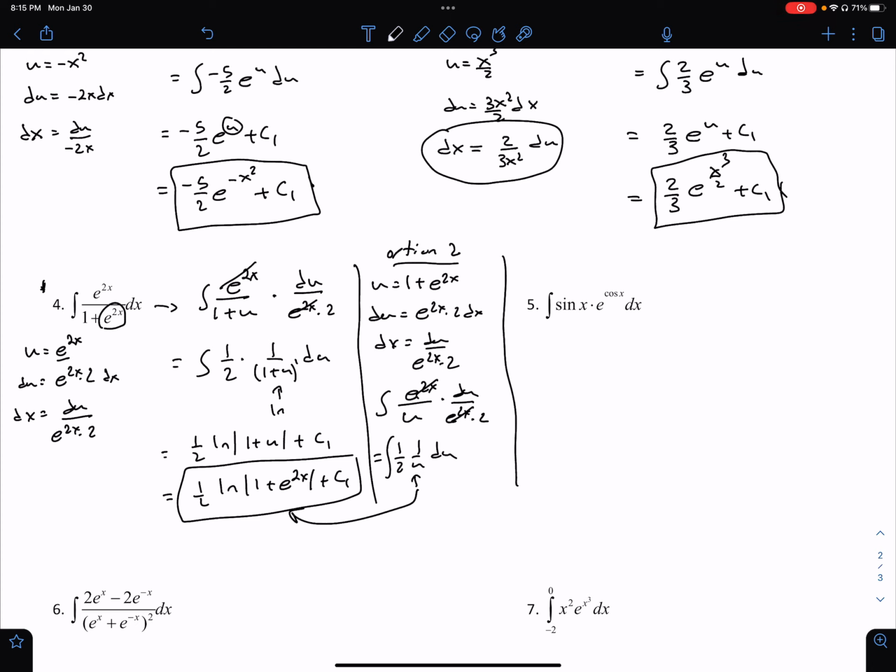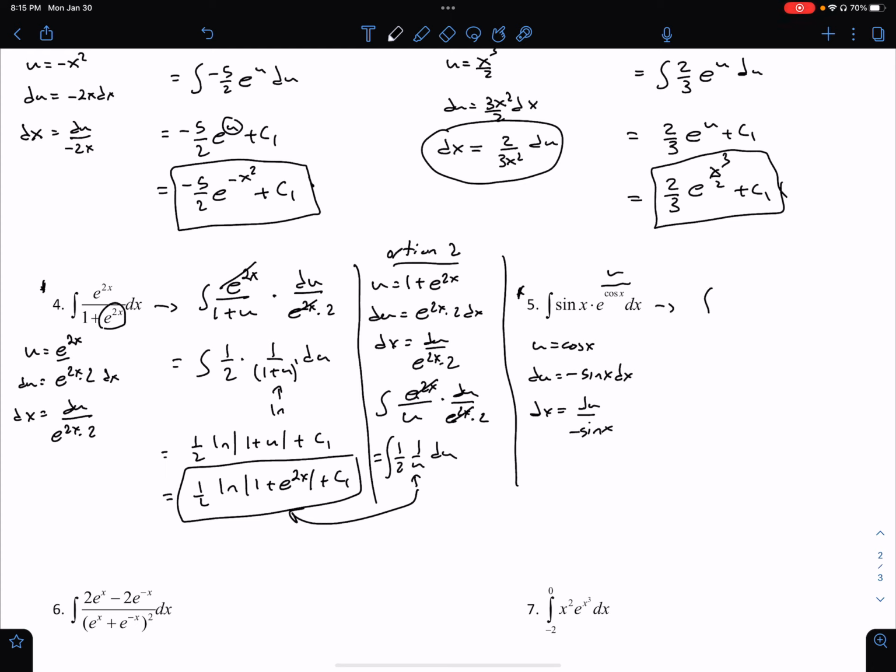All right, number 5. This one's like my favorite. I love trig problems. So again, which one's going to be u? Anytime you have an exponential function, your u is generally your exponent itself. So we're going to let u equal cosine of x. Be careful with the derivative. We get negative sine of x dx, giving us dx is du over negative sine of x.